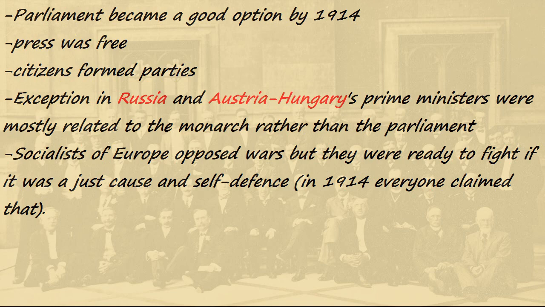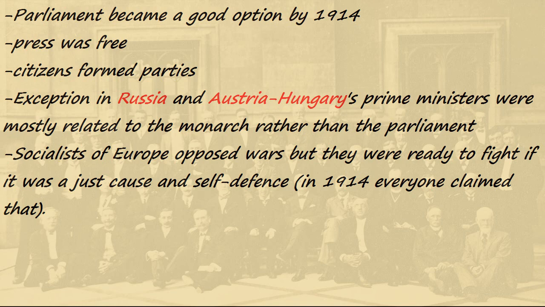They were not tied with the high class and all. So the press was free. And citizens, they formed parties, like the Labour Party, for example, in Europe, and many parties were created in Europe at that time as well. Now, when I said the parliament became a good option by 1914, there was an exception. It means many countries opted for having a parliament. But there was an exception in Russia and Austro-Hungary.